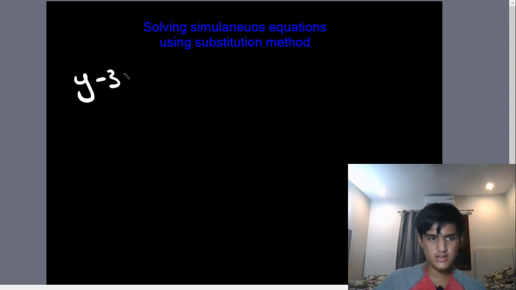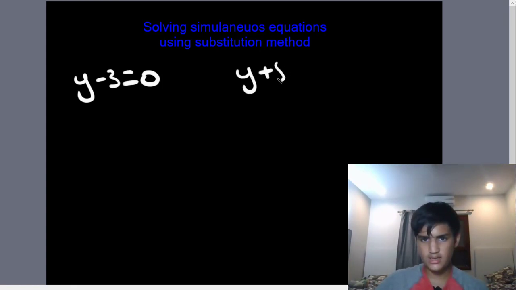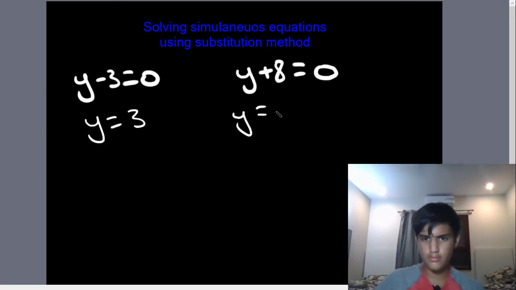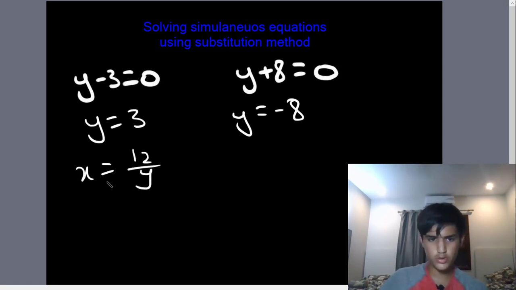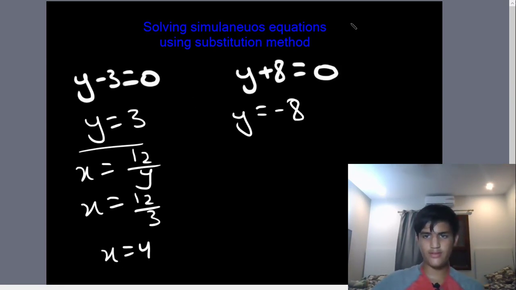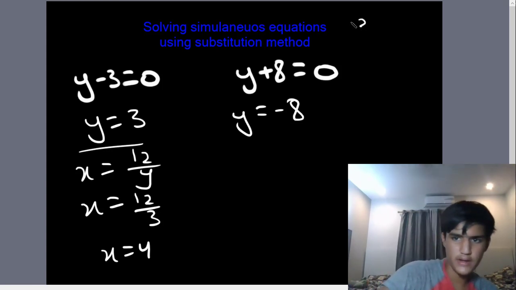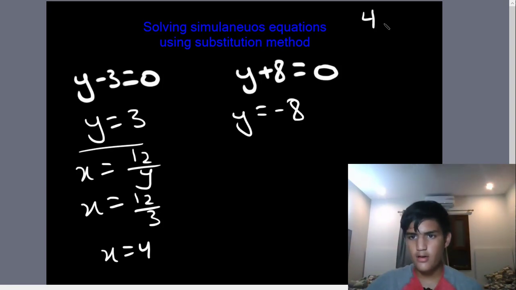So y minus 3 is equal to 0 and y plus 8 is equal to 0. y is equal to 3 and y is equal to minus 8. The original equation we had was x is equal to 12 upon y, so x is equal to 12 upon 3. x is equal to 4. So one answer we have is 4 comma 3.